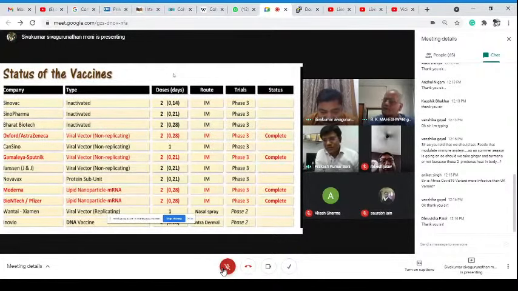Okay, sir. Sir, one more question, given by a participant. Aniket Singh has written: sir, is the African COVID-19 variant more infective than the UK variant?